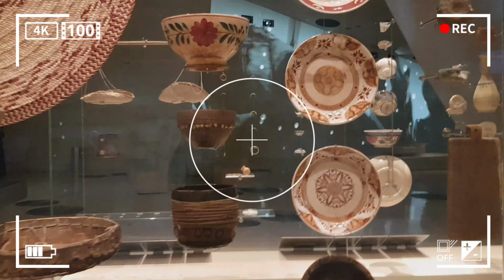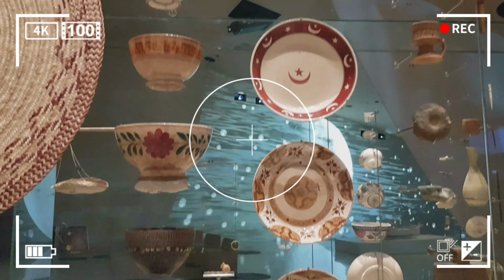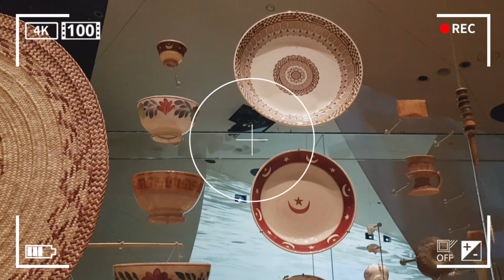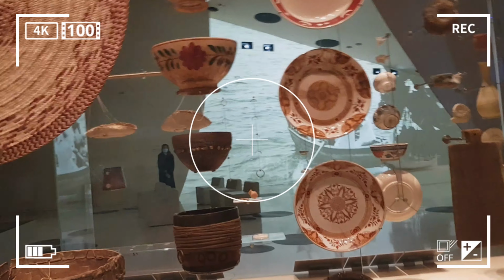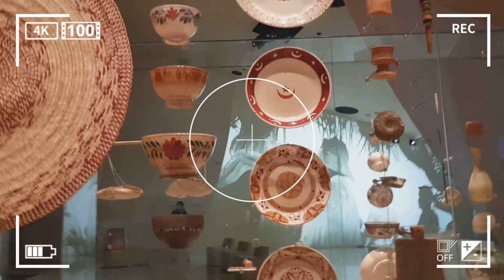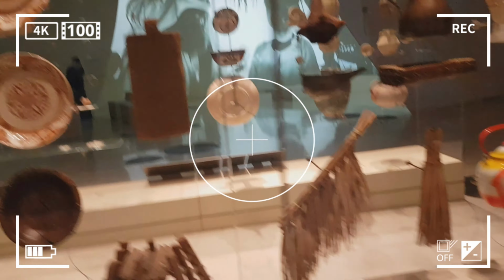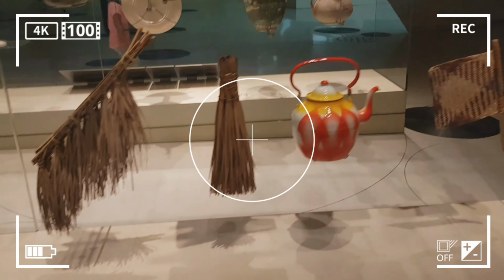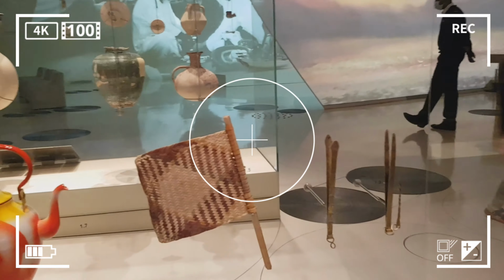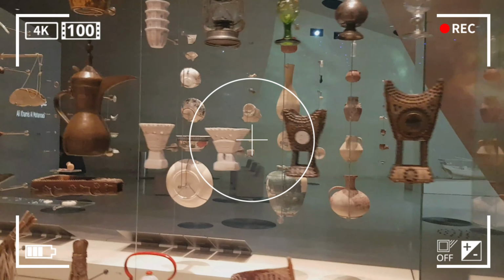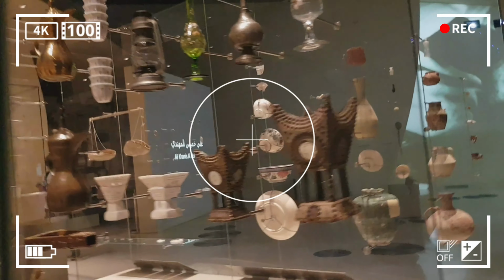See, this is their different glassware and the metalwares. See? They normally use this in the majlis. Majlis, guys, they called it majlis.